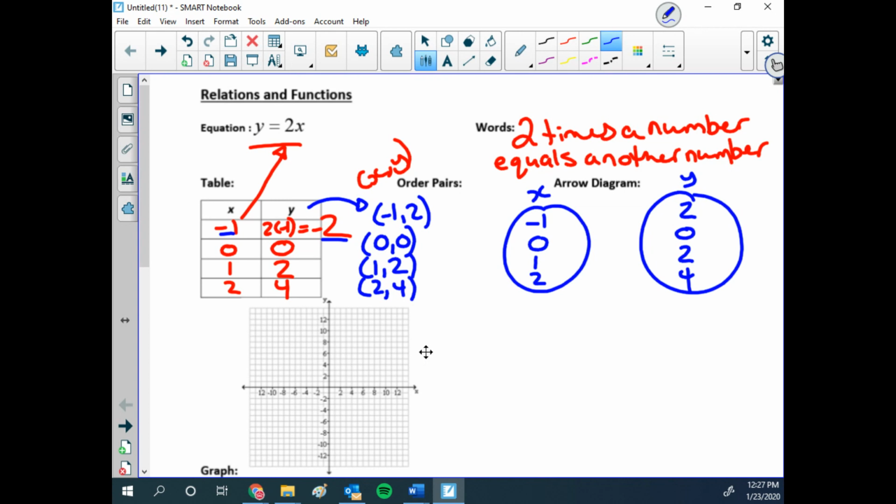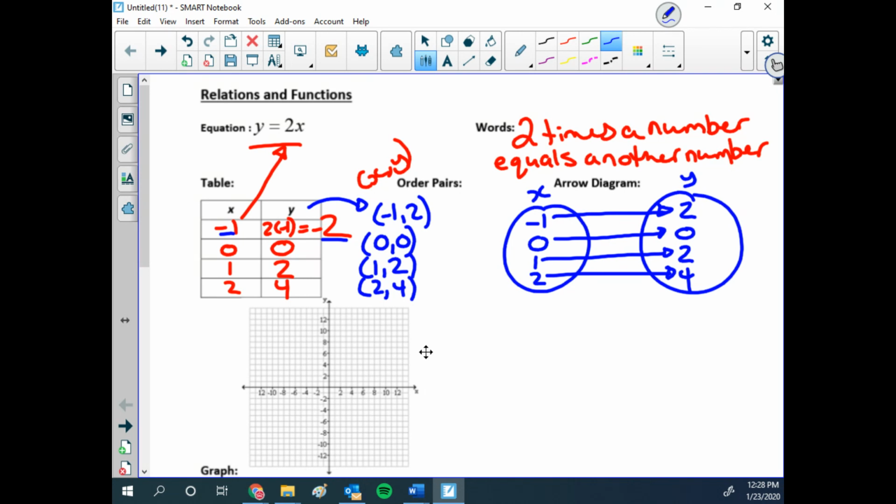The arrows just point from the x value to the y value that corresponds to it. So this one is just going to be pointing straight across because there's a point at -1, -2, 0, 0, 1, 2, and 2, 4. Arrow diagrams are a little bit more useful if we're determining whether or not something is a function. We can talk about that when we look at functions below.